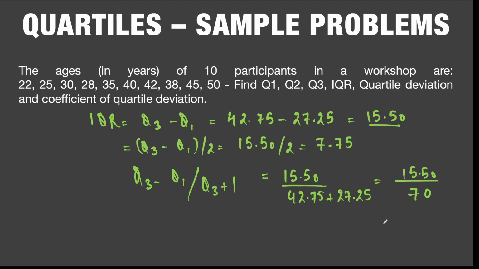So 15.50 upon 70. When you cancel things out, you'll get somewhat 2 something. No, not even 2, 0.2. So 0.2 and a few more decimals ahead of it. So this is how we have solved all the options here. This is IQR, this is quartile deviation, and this is coefficient of quartile deviation.